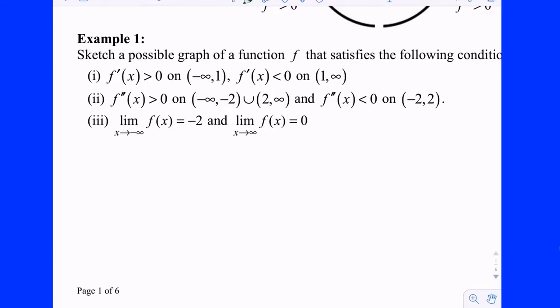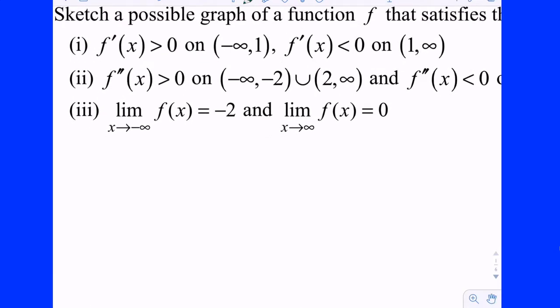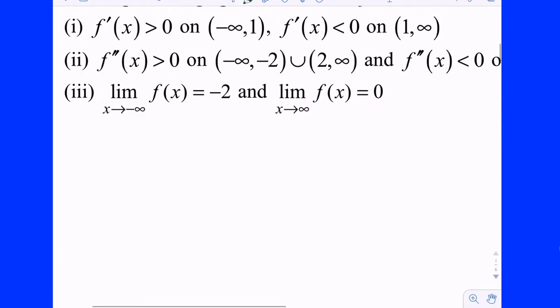All right, very quickly here, example one, kind of putting it all together. I'm not necessarily going to ask you to do this, but there have been times on AP exams where free response questions have asked you to do something like this. Sketch a possible graph of a function that satisfies the following conditions. So it's a matter of interpreting math language into like instructions for yourself.